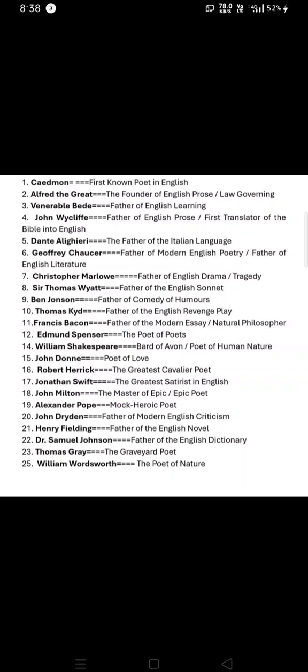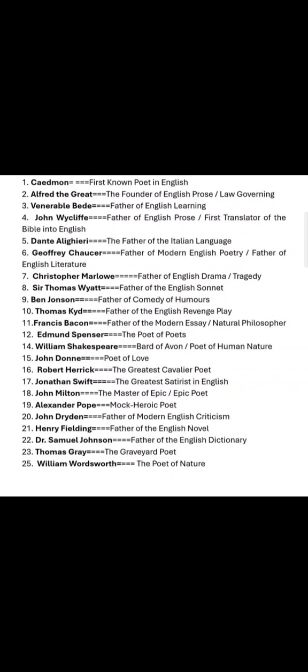First one is Caedmon. He is the first known poet in English. That means first known. There are several other poets of the Anglo-Norman and Anglo-Saxon periods for which we don't have any information. But the first known poet in English is Caedmon. Second, Alfred the Great. He was the founder of English prose or law governing.